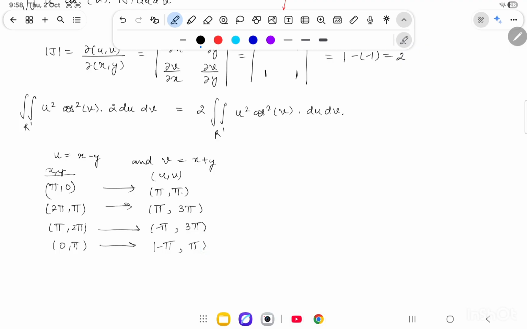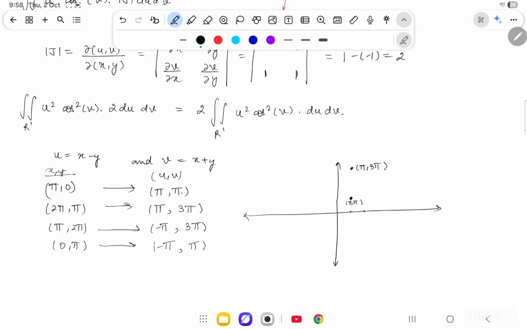Now let's just draw the figure to see what area we get post transformation. So the first coordinate is pi comma pi. Pi comma pi, let's say, lies somewhere here. Let's write it as pi comma pi. Second point is pi comma 3 pi. Pi and 3 pi will be, let's say, somewhere here.